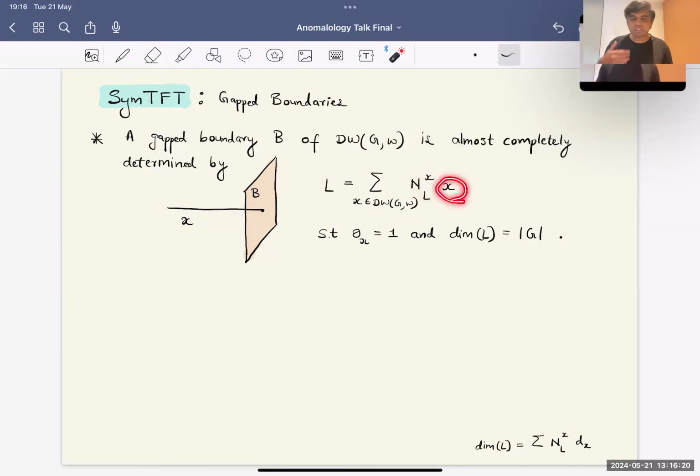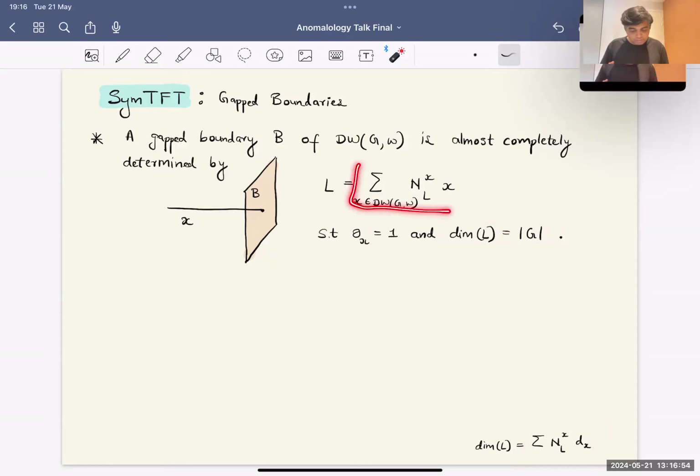So X are some simple line operators. Simple means line operators which cannot be written as a sum of other lines. So you have a sum of simple lines, and these are the lines which can end on the gapped boundary. These lines must be bosons because these lines become trivial on the boundary, and the trivial line has trivial spin. And there is a maximality condition, this Lagrangian condition, saying that the dimension of L should be the same as the size of the group. Here the dimension of L is defined as this sum.